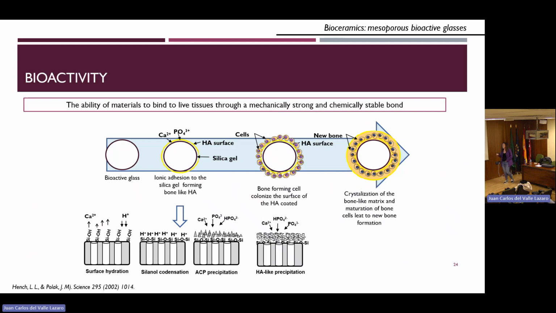This is very ideal, and of course those materials are still very far from regenerating a big defect. For example, the glasses are not that strong, so they cannot be used for a big defect, but in terms of dentistry, for example, they have a lot of applications.